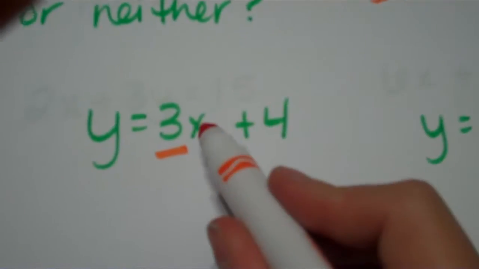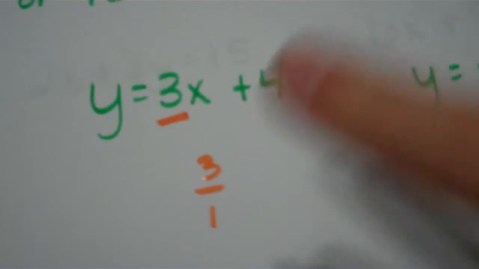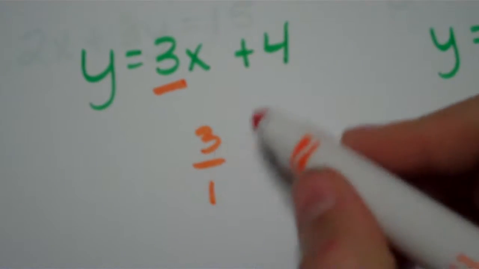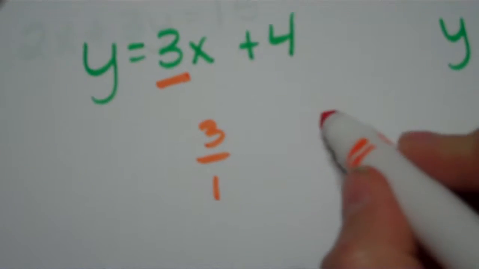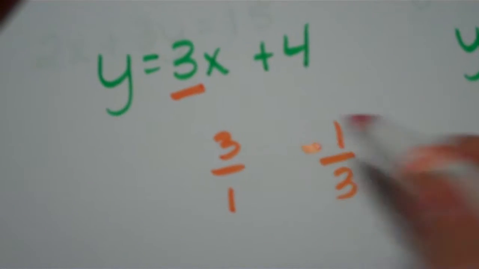Perpendicular lines have opposite reciprocals. So this is 3, right? So that's the same thing as 3 over 1. And then to do the opposite reciprocal, you flip it and then make it negative, or switch the sign. So the opposite of 3 over 1 is 1 over 3. And this is positive, so we put a negative.